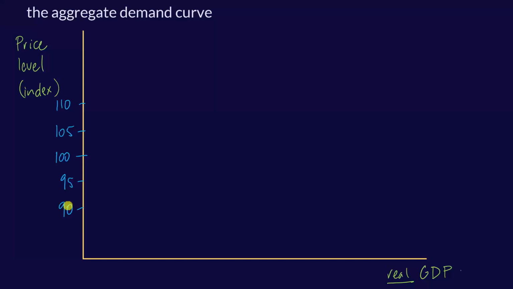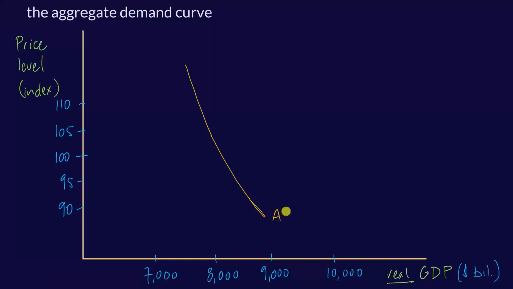Okay, and let's say that real GDP is in billions, so it would be higher than that for the US, but that's fine. And then the curve itself is going to be downward sloping with a pretty steep slope. So something like this. Okay, and you can look at that in the reading, of course.